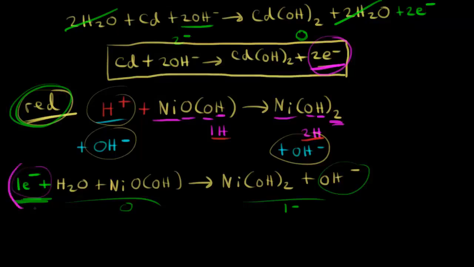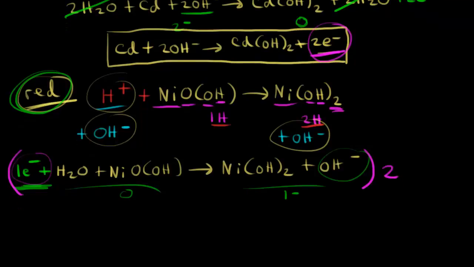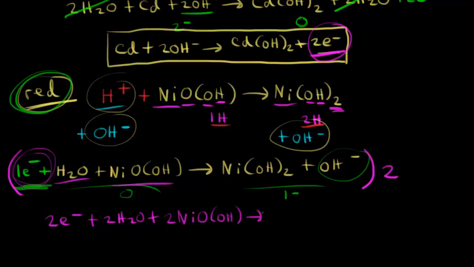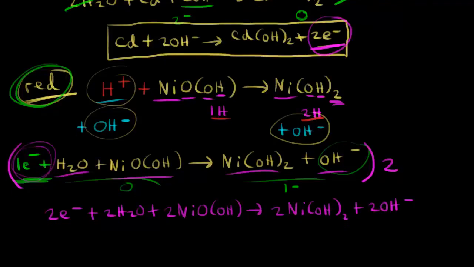So we could get 2 electrons by multiplying everything in our reduction half reaction by 2. So we're going to multiply everything through by 2. So 2 times 1 gives us 2 electrons. And then 2 times H2O, we get 2 waters. We get 2 nickel oxide hydroxide, so 2 NiOOH. We would get 2 nickel hydroxide, so 2 nickel hydroxide. And finally 2 hydroxide. So now we have the number of electrons the same.